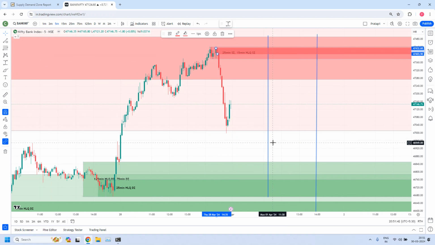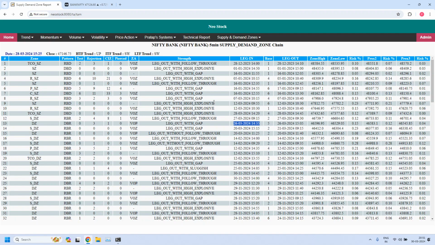But we made a mistake. I made a mistake, I'm sorry. We didn't draw 5 minute supply zones. We have drawn only demand zones. Here we have low priority and this is the high priority. Let us draw both.